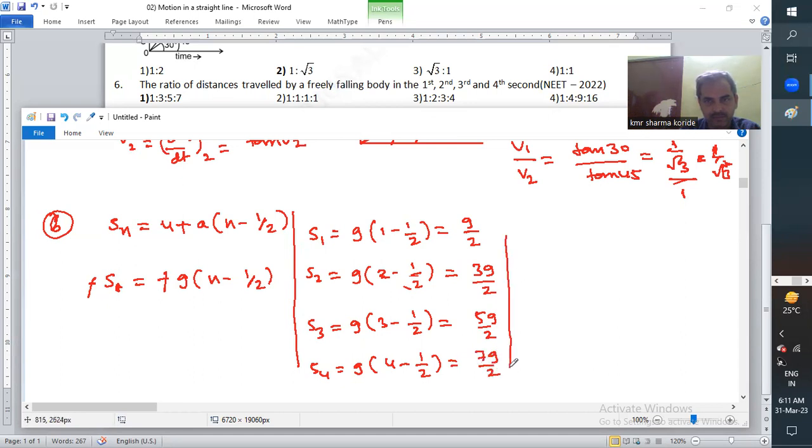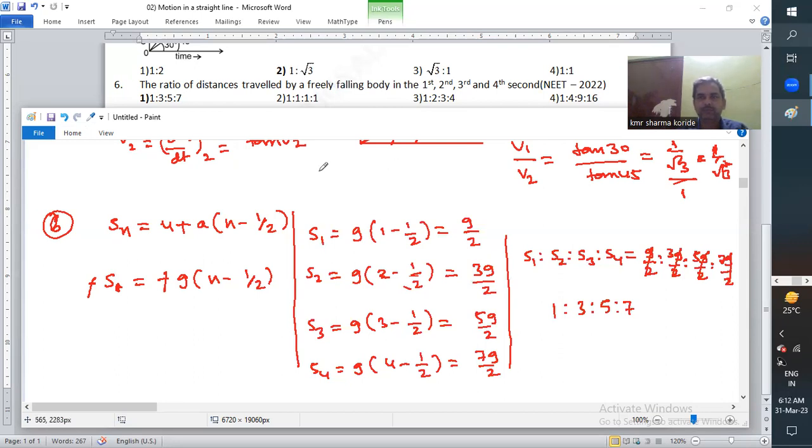So now the ratio S1 is to S2 is to S3 is to S4 is g by 2, 3g by 2, 5g by 2, and 7g by 2. So g by 2, g by 2, g by 2 will cancel. So the answer is 1 is to 3 is to 5 is to 7. So first option is correct.